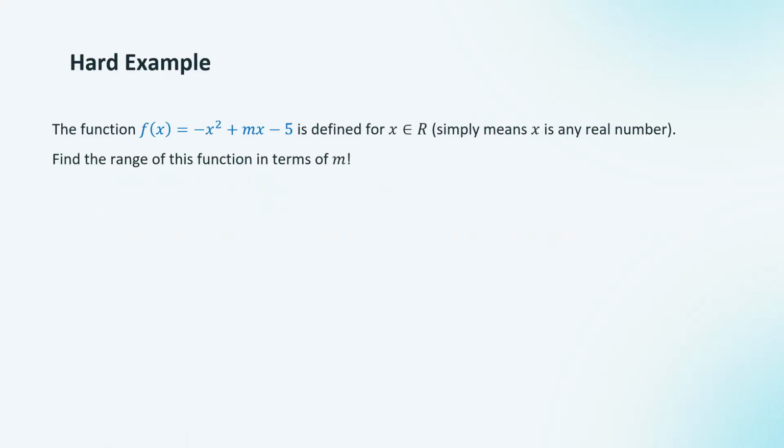Let's take a look at a harder example. The function f of x equals -x squared plus mx minus 5 is defined for x element of the real numbers, which simply means x is any real number. And we need to find the range of this function in terms of m. Like we learned before, for a quadratic function, we need to check the boundaries and the vertex first.